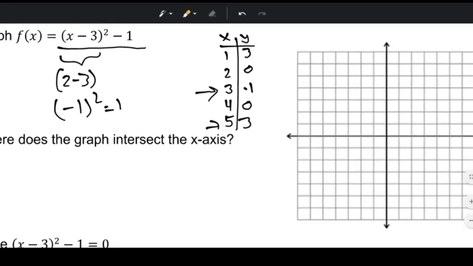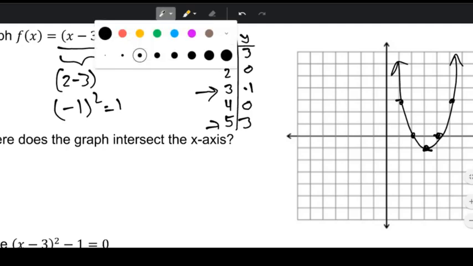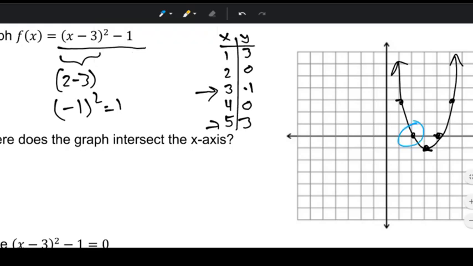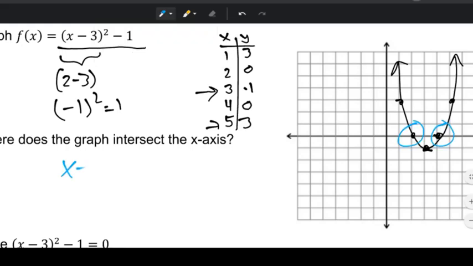Okay, so now we plot those points, and let's see what we get. So 3, negative 1; 4, 0; 5, 3; 2, 0; and 1, 3. And we'll draw our parabola, and then we can answer the question, where does the graph intersect the x-axis? Well, right here and right here. Okay, so when is that going to occur? We have x equals 2, and the second one was at x equals 4.